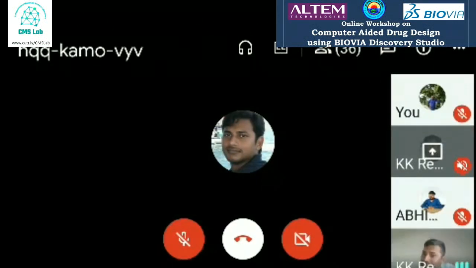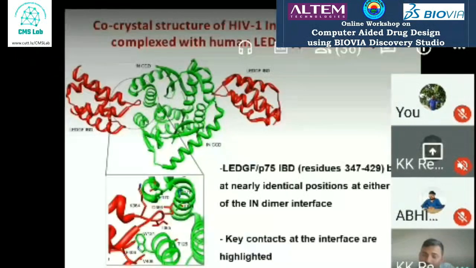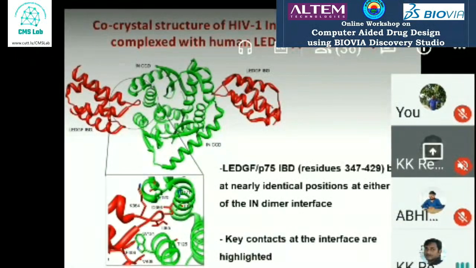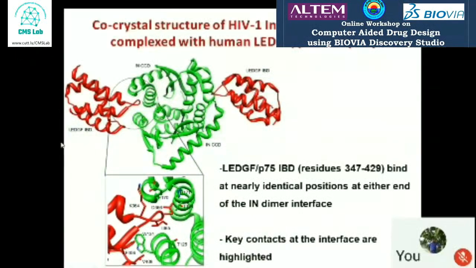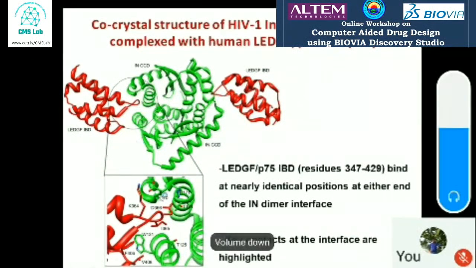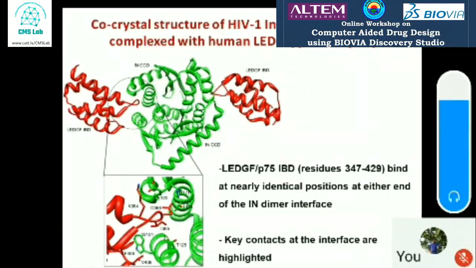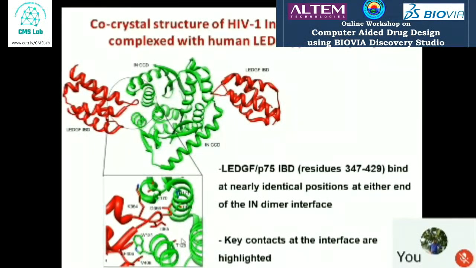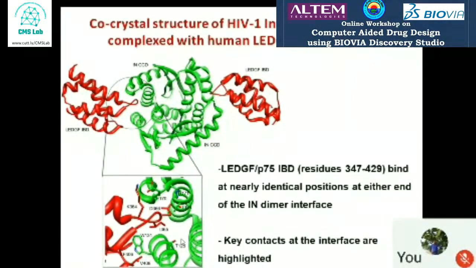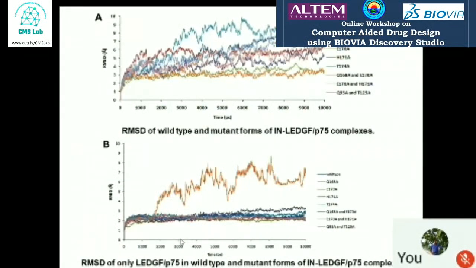So fortunately, we have a crystal structure with the HIV-1 integrase and the human LEDGF. So we have seen the key contacts at the interface. What we do is that there are many contacts. We need to identify what are the key contacts, so that we can use that key contacts information for identifying drug molecules.